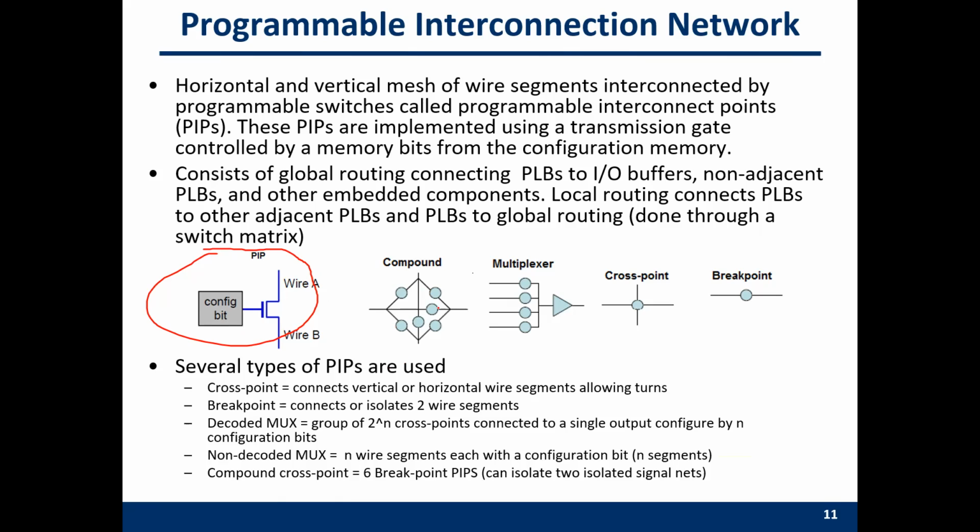By using multiple PIPs, you can have these structures. You can enable some of them and disconnect some of them to do the routing, to try to connect multiple parts of the lookup tables.